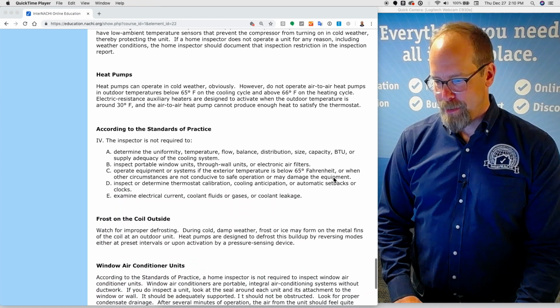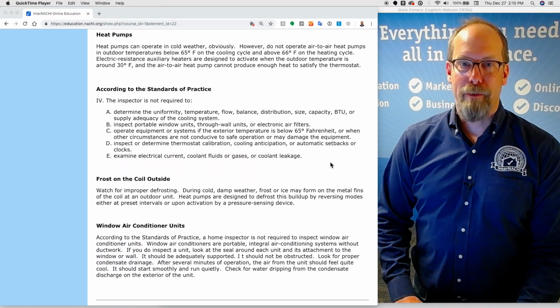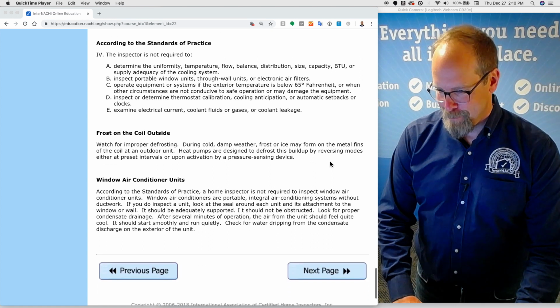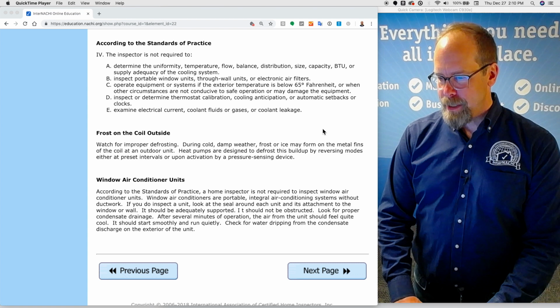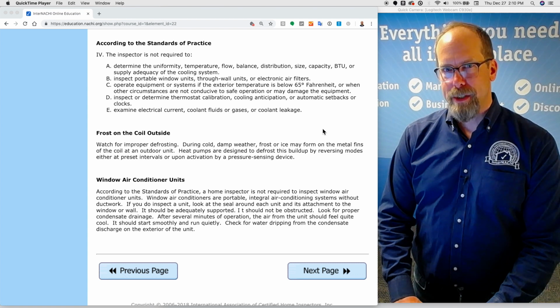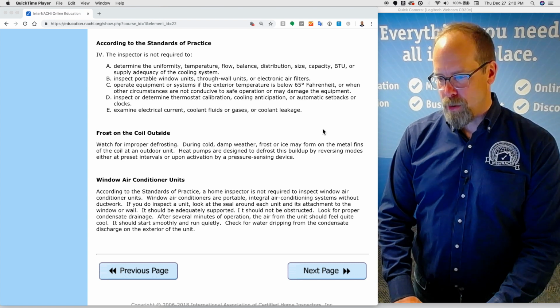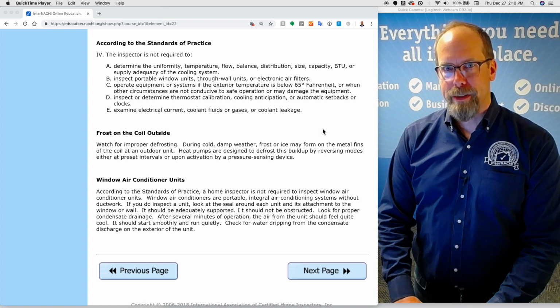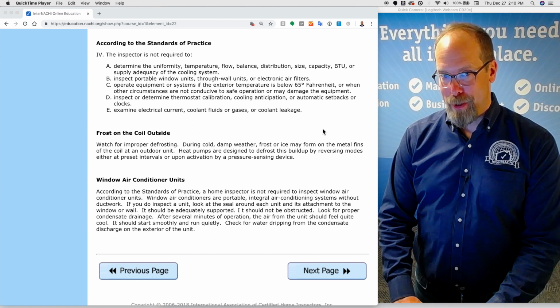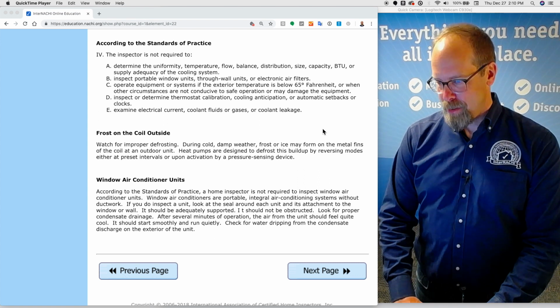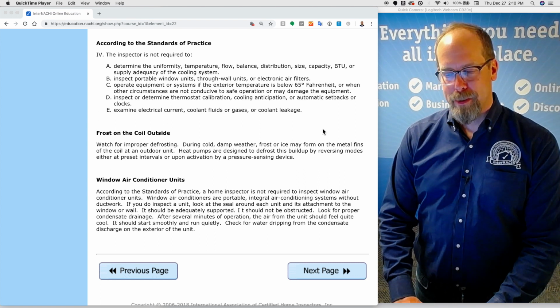According to the standards of practice, there are a few things that you're not required to inspect. The inspector is not required to determine the uniformity, temperature, flow, balance, distribution, size, capacity, BTU, or supply adequacy of the cooling system. The home inspector is not required to inspect portable window units, through-wall units, or electronic air filters.